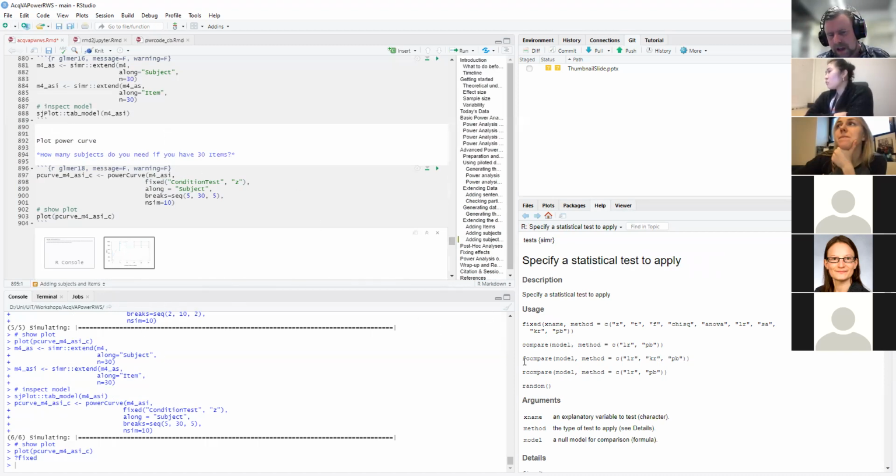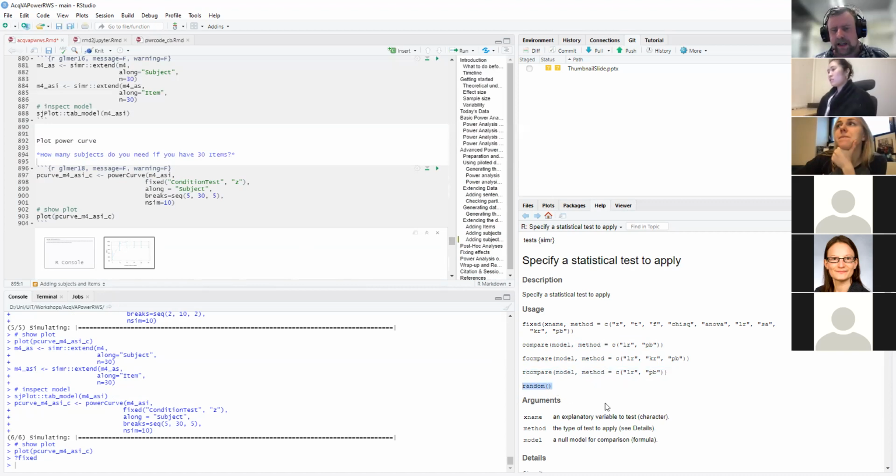With the compare one, it seems like LR is the default. Did you specify that in the compare thing? No, I didn't specify that. Okay, so it must take the first one, right? The LR. That's probably the default, yeah.